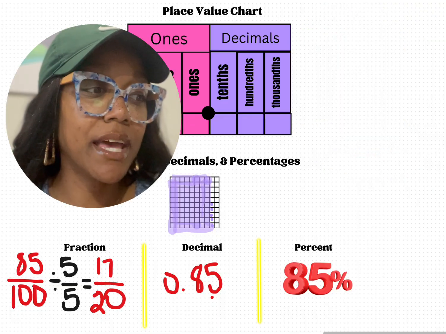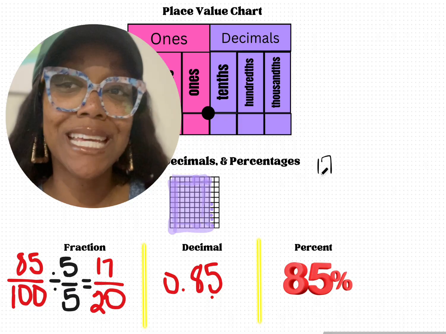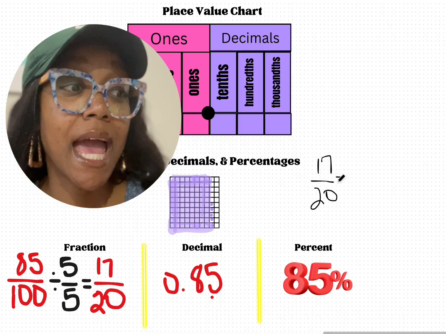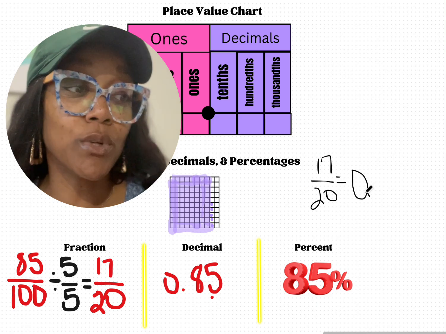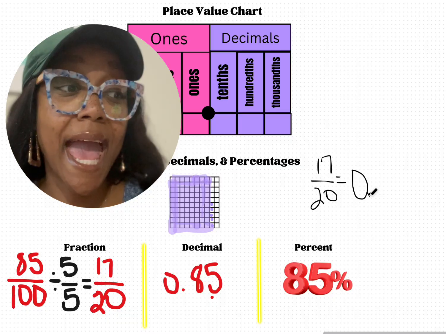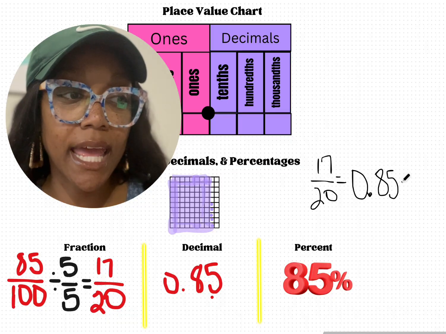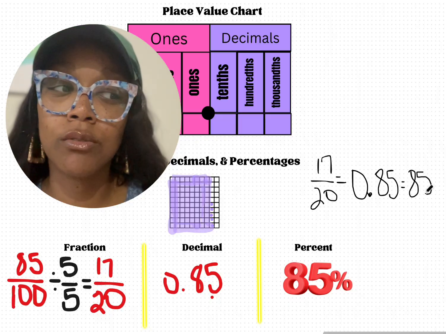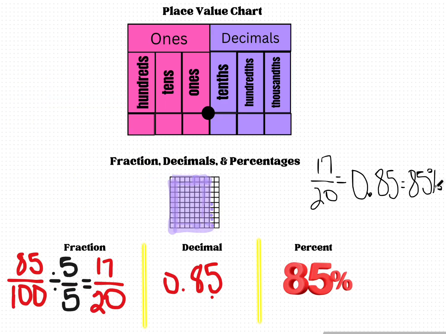So now that I have that, I can write my therefore statements. So that means that 17 20ths is equivalent to 85 hundredths, which is also equivalent to 85%. So that shows all 3 of our forms and their equivalency. That hundreds grid represents all 17 20ths, 85 hundredths, and 85%.